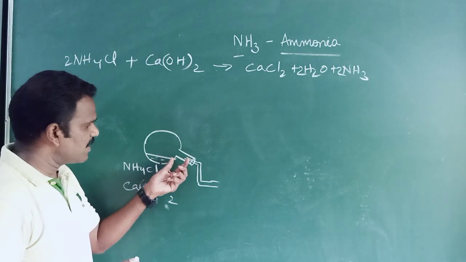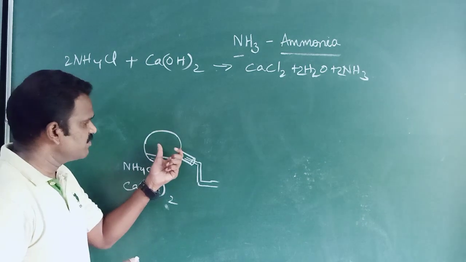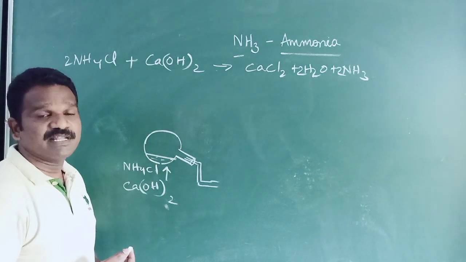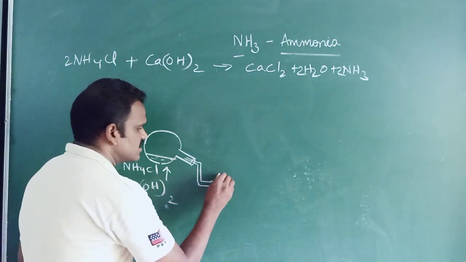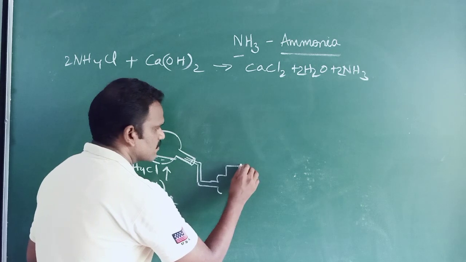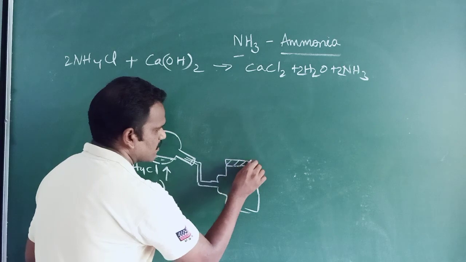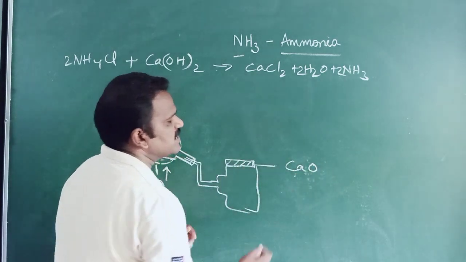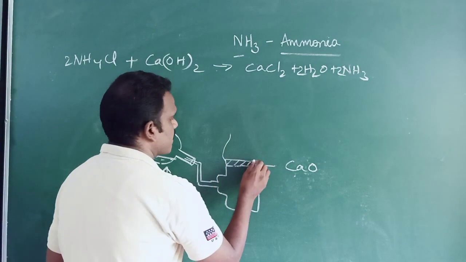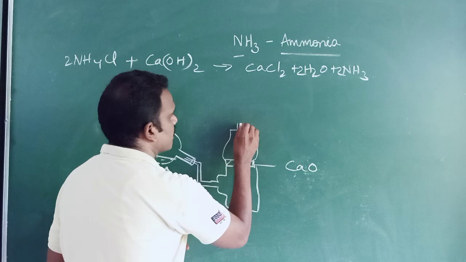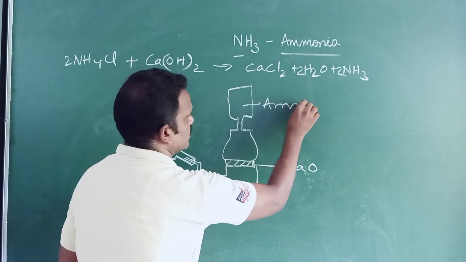So this water, what will happen? It will trickle and come back. So in order to avoid that, we keep the round bottom flask in a tilted manner. Now for this, we take calcium oxide or quicklime, and here this is the position of ammonia collection.